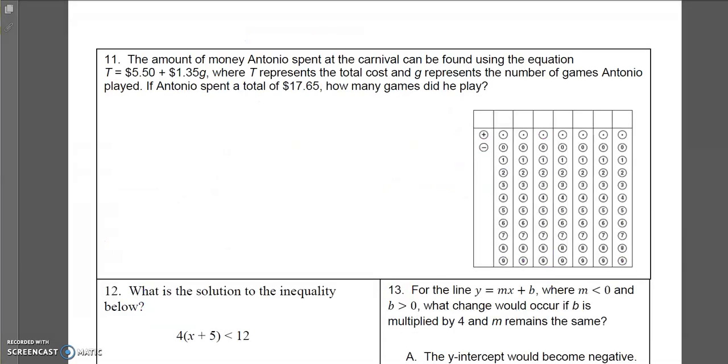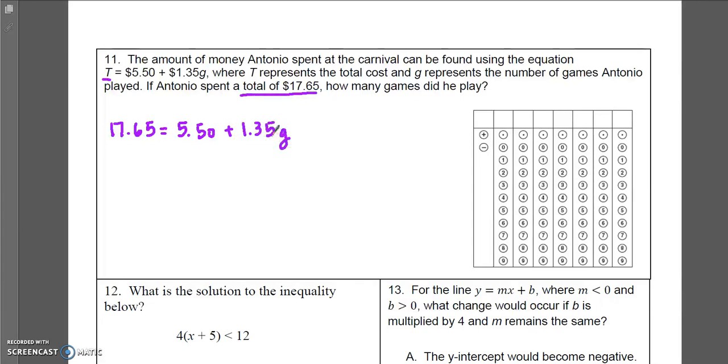All right, number 11 says the amount of money Antonio spent at the carnival can be found using the equation T equals $5.50 plus $1.35 G, where T represents the total cost and G represents the number of games Antonio played. If Antonio spent a total of $17.65, how many games did he play? So if G is representing the number of games, that means that's what we're solving for, and then this is the total. So that means we're going to put that where the T is. So I'm going to have $17.65 equals $5.50 plus $1.35 for every game.